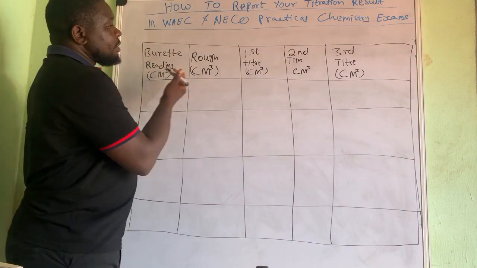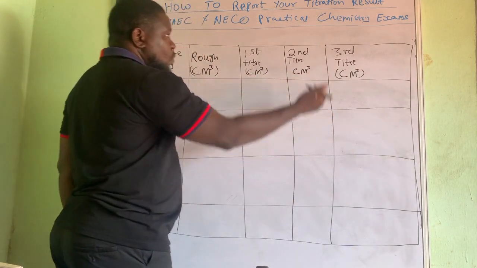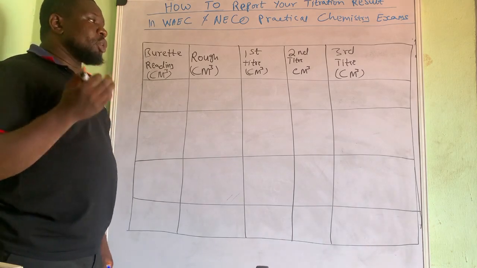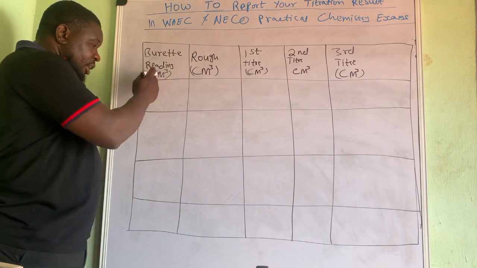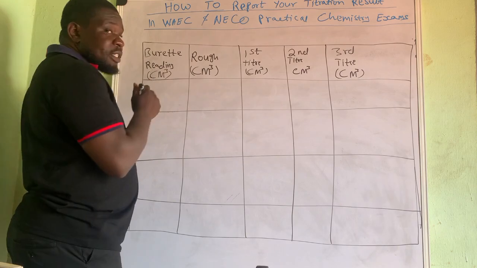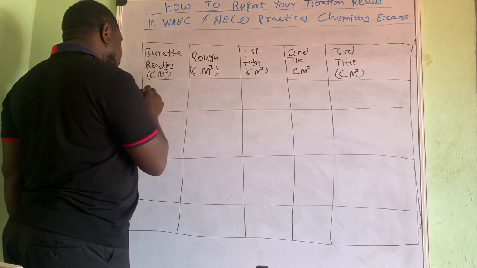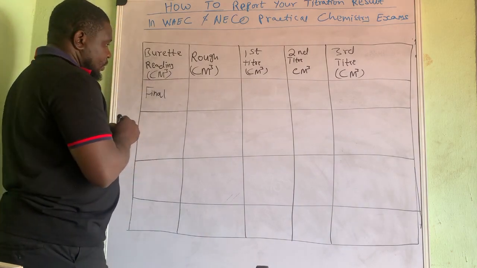The reason why you write the unit here is so that anything you write under this place will be under this unit, and you will not make the mistake of not including your unit while you're reporting. So after the rough, in the columns, the first side, you write your final volume.